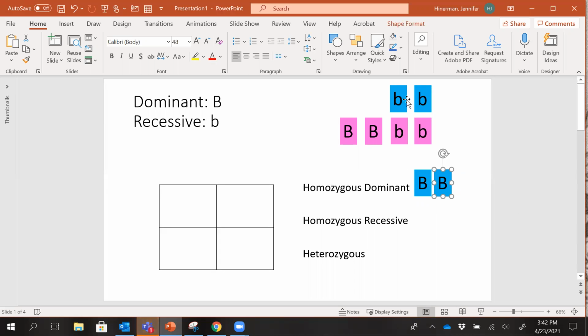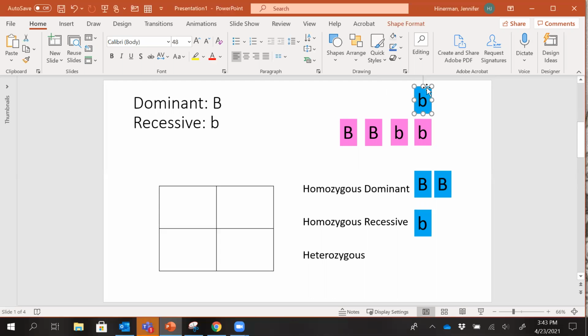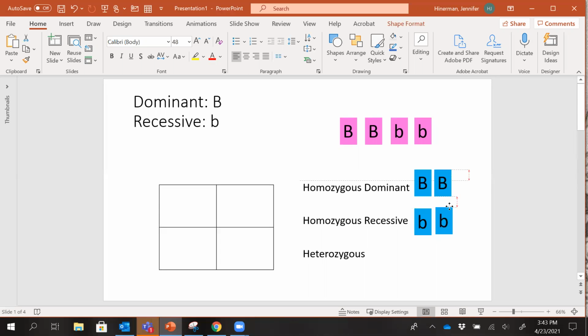Okay, and then homozygous recessive, that means that we have homo means same, recessive means lowercase. Okay, so we do it with two little b's. And remember, we do two letters because you have two parents. One of these b's is coming from mom, and one of these b's is coming from dad. Okay? And then heterozygous, that means that you have one of each. So that would mean that you have one big letter for dominant, and you would have one small letter.